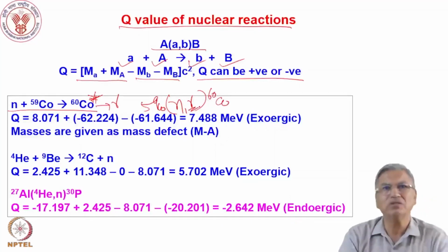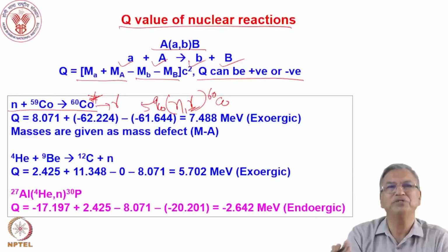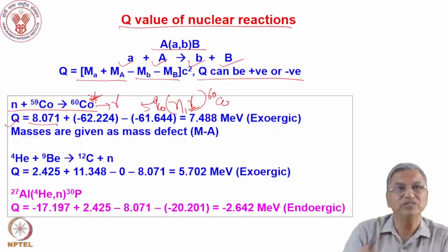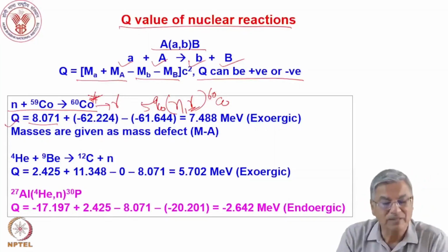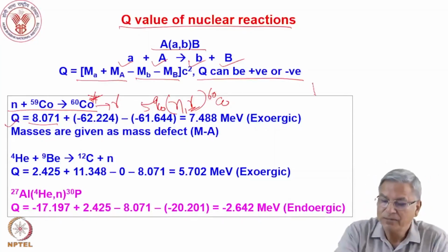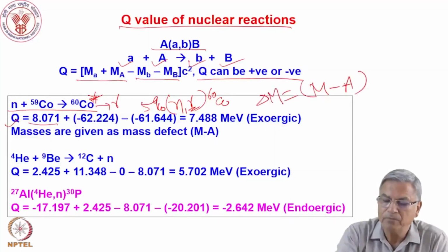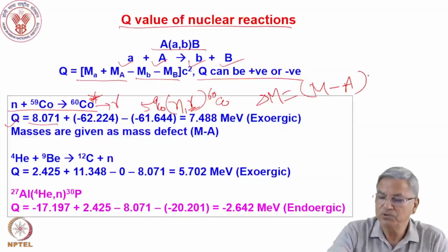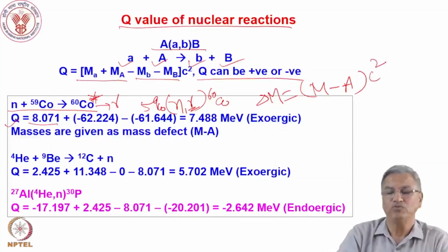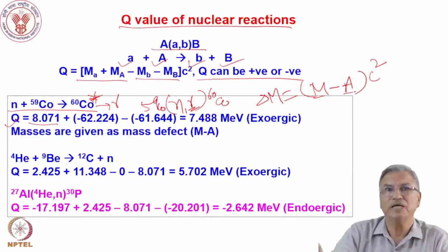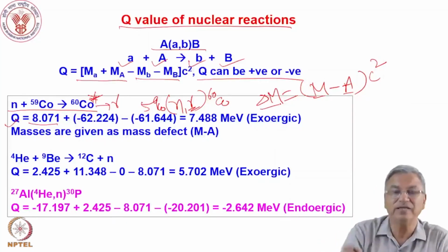This gamma is not the gamma ray emitted after beta decay of cobalt 60, but it is called a prompt gamma ray. So for this reaction, the Q value will be the mass of the neutron. Here, what I have shown are the mass defects. Mass minus A is called delta M, the mass defect. So if you write the mass in atomic mass units minus the mass number, and multiply by 931, you will get the mass defect delta M in MeV.